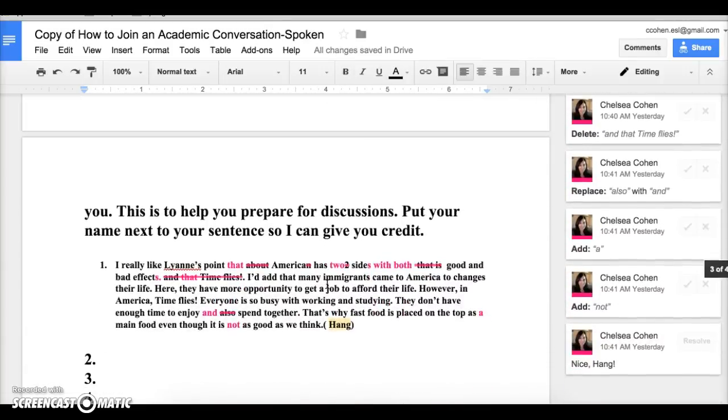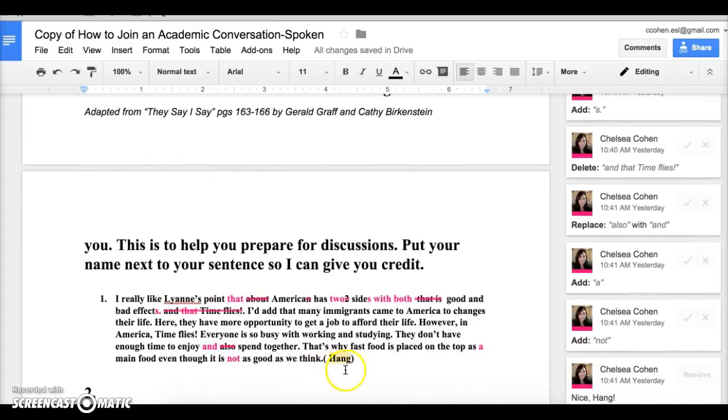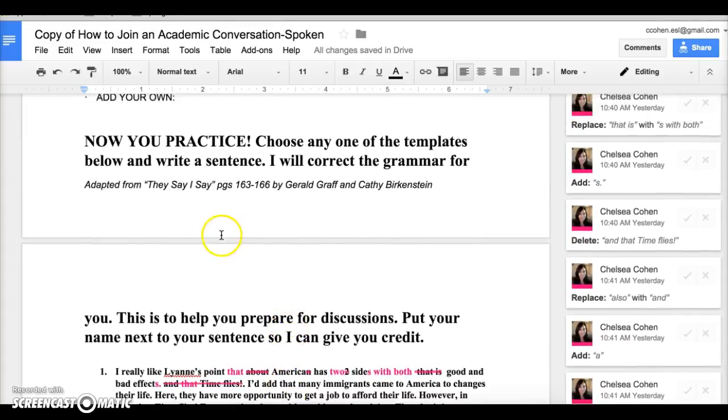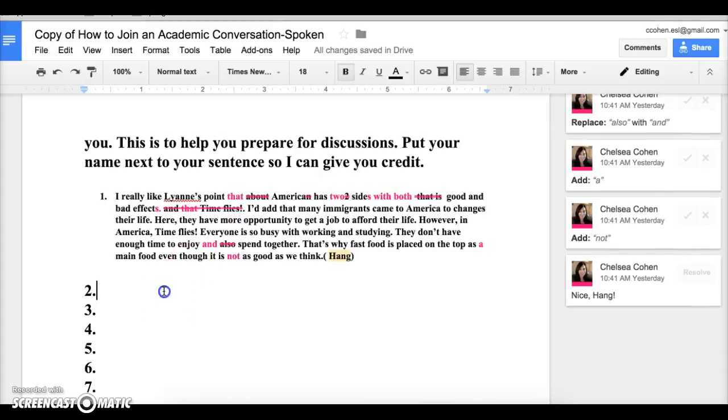And again, you can practice. Hang is on top of it this week. Practice with the templates, and I will give you feedback so that you can feel confident speaking these sentences next week in our Socratic seminar.